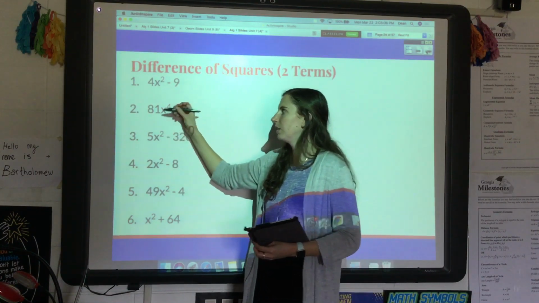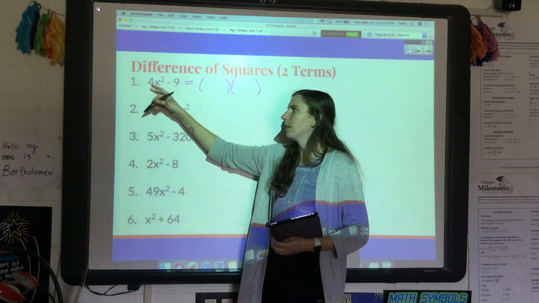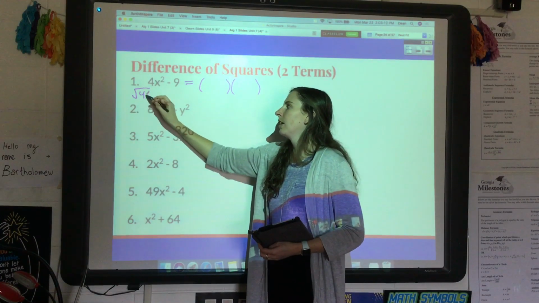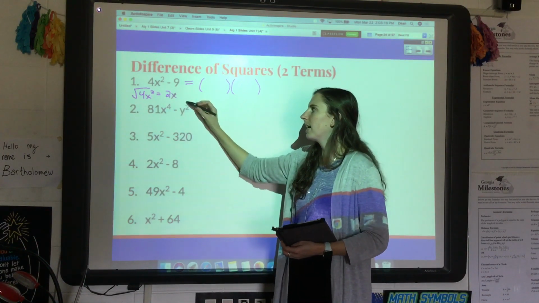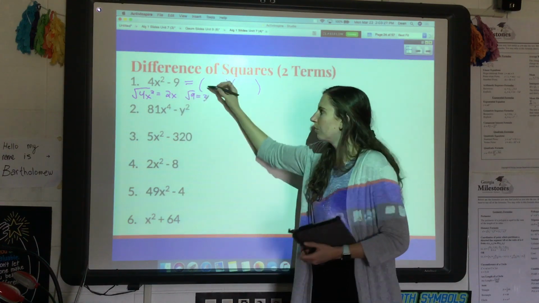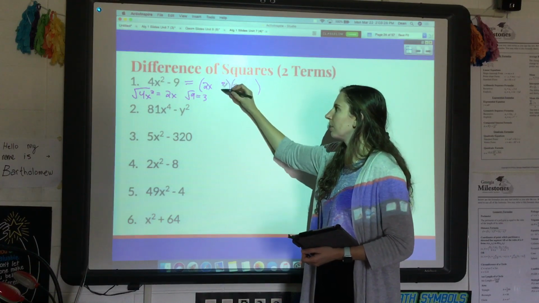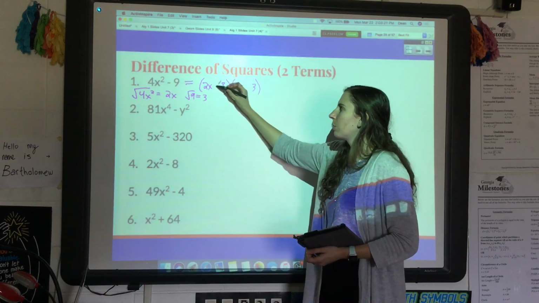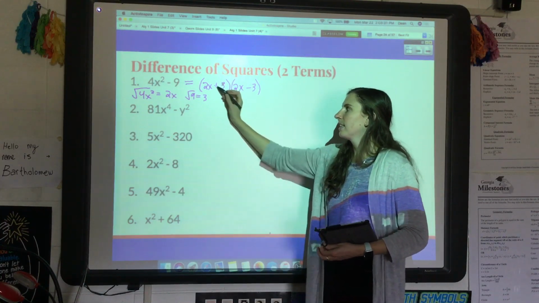So all you have to do to factor this is basically square root this thing. The square root of 4x squared is 2x. And the square root of 9 is 3. So this goes in the front of both of your factors. This goes in the back of both of your factors. And then you make one plus and you make one minus. Doesn't matter which. And that's it.